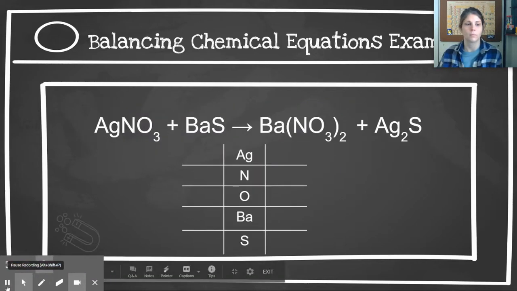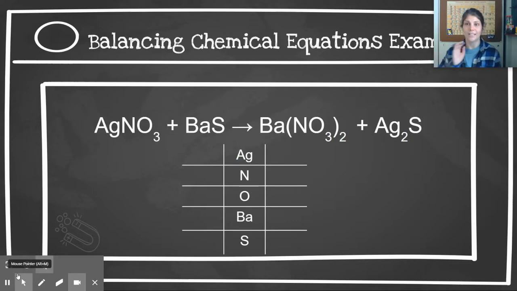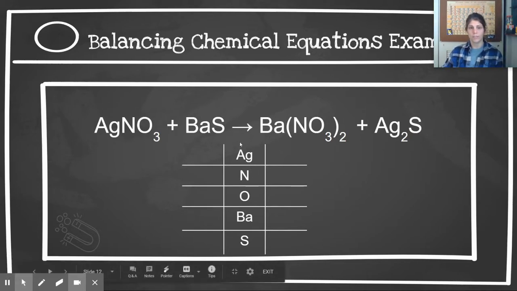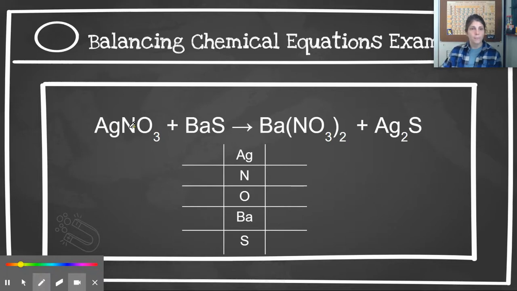So hang on. This problem is significantly harder, and it's in your guided notes. If you want to draw pictures, go ahead and try it. I'm going to do it using math. I've already started by writing down all of the different elements here: Ag, N, O, Ba, and S. I'm going to figure out how many of each I have. Ag, there's just one of them because there's no number after it. N, there's just one of them because there's no number after it. And O, there's 3 of them because there's a 3 there.